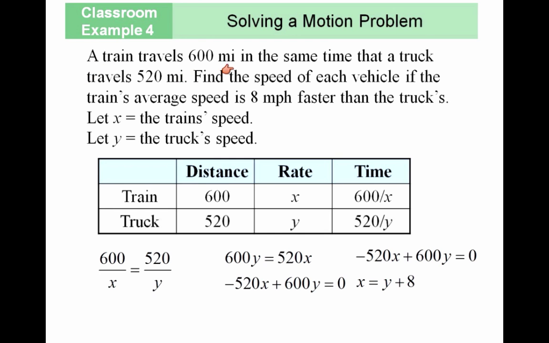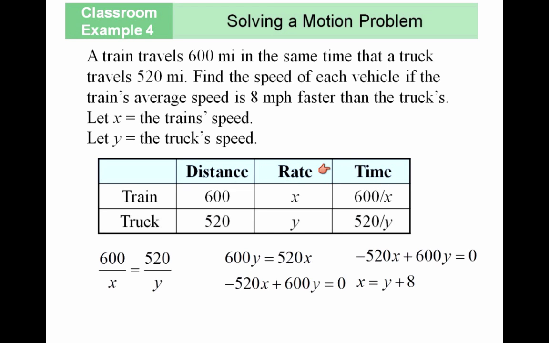The train travels 600 miles in the same time as the truck travels 520 miles. Find the speed of each vehicle if the train's average speed is 8 miles per hour faster than the truck. So here again we define the variables: x to be the speed of the train, y would be the speed of the truck. Again, the table would help us to organize our data here.